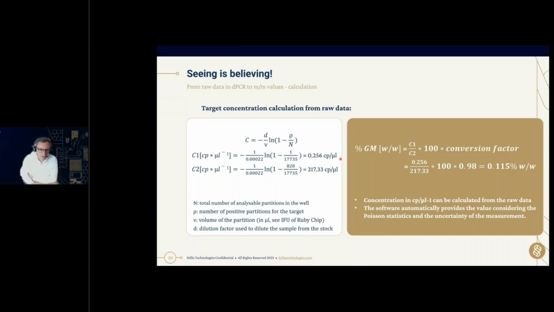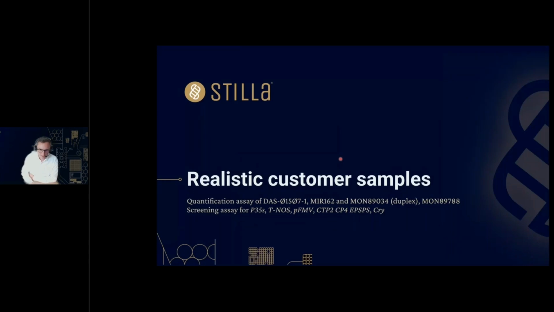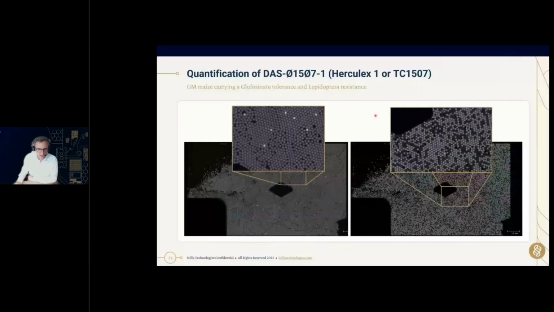Okay, now we come to realistic customer samples. So we got, for example, samples for Herculex 1. So here we have the Herculex 1 and the lectin, the reference gene. I guess it was lectin, but I'm not sure at the moment. Let me check.